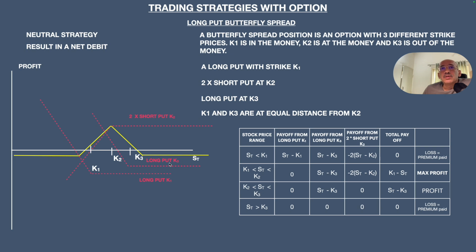Now, if the price goes beyond K3, what will happen? You lose money from the long puts, because you lose the premium here and you lose the premium here, but you get to keep the premium of these two short puts. That is the net debit: at the start of the execution of the strategy, you have shelled out some money, and that debit is the maximum loss which you are going to incur.